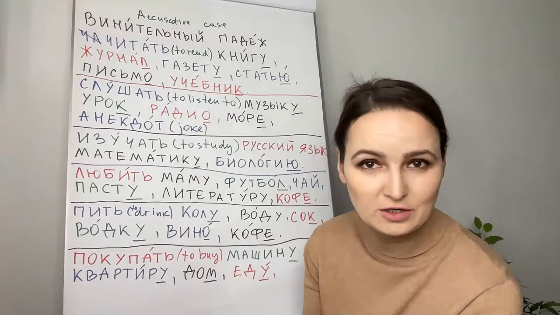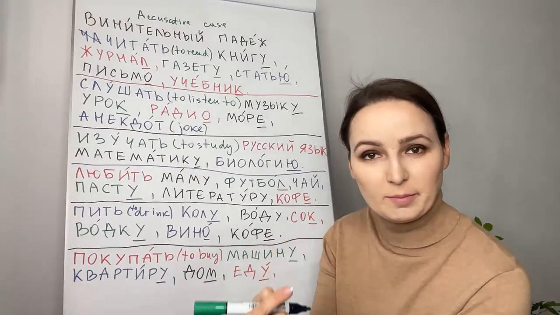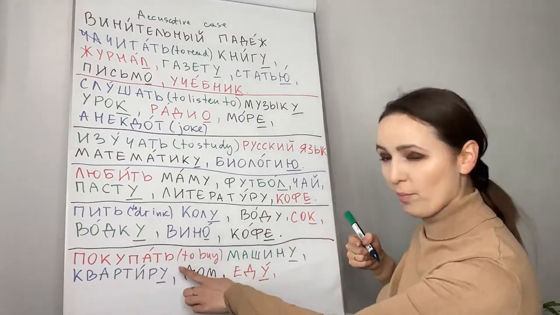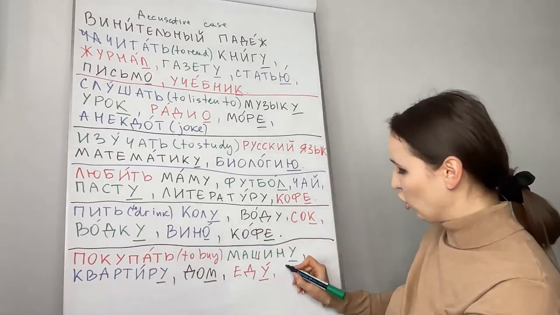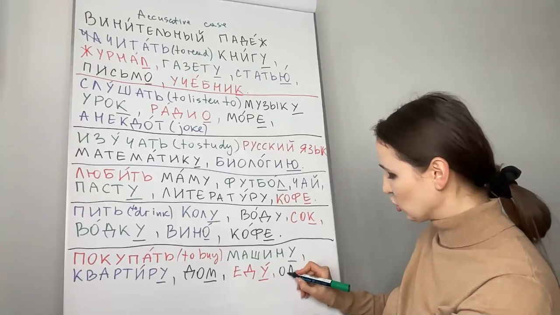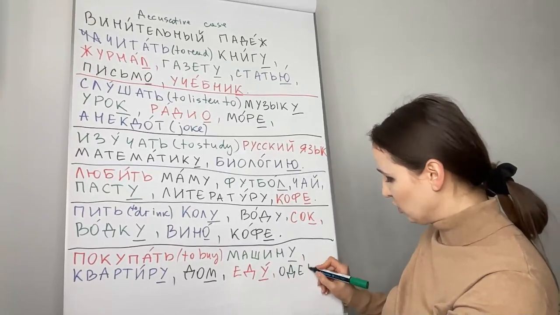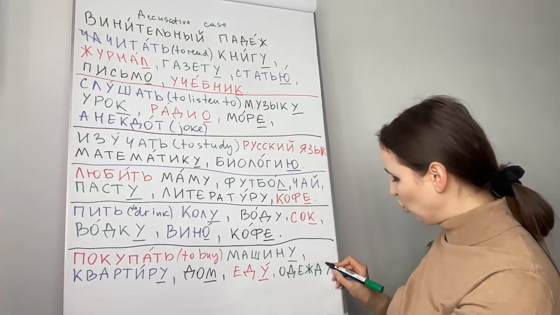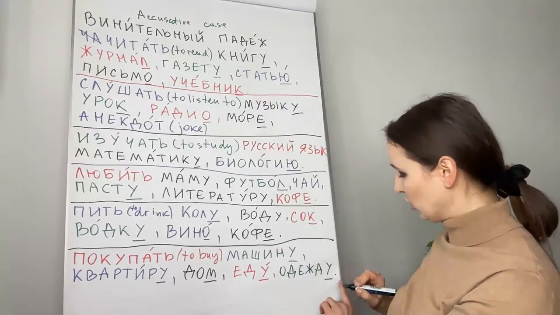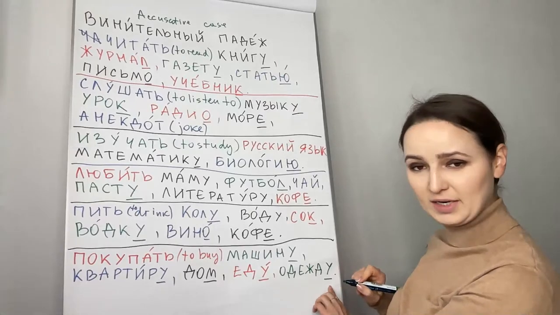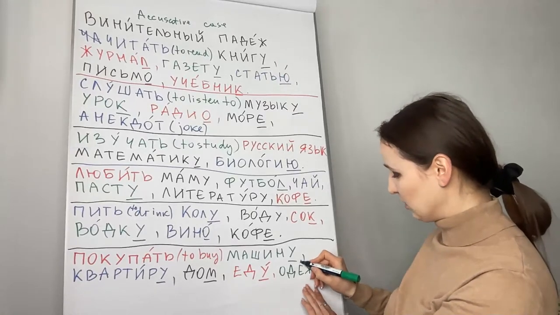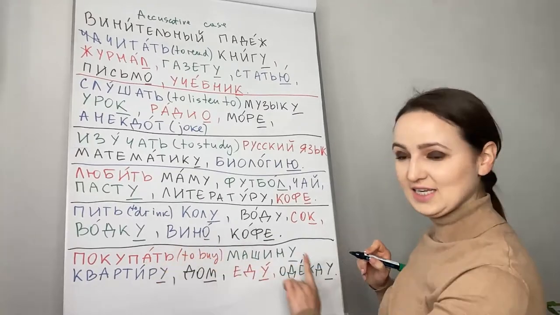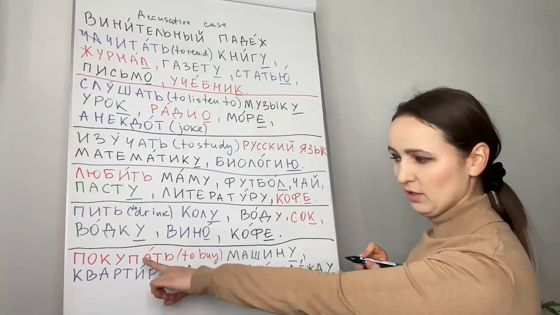Я покупаю одежда. It is nominative, ends in а, so it's feminine. We have to replace а with у. Я покупаю одежду. Clothes. We replace а with у to make it accusative, because одежда is feminine. Одежда, ударение на е, одежду, покупать одежду.